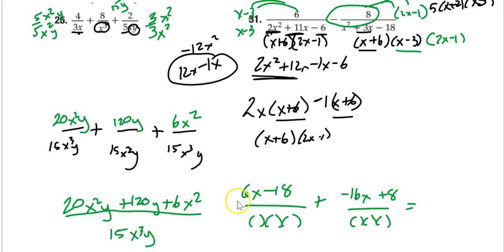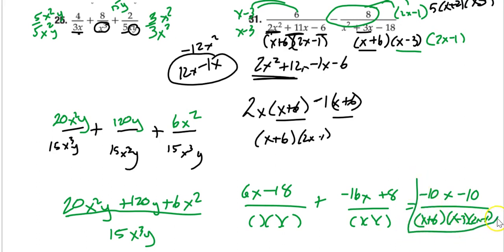Combine like terms: 6x minus 16x is negative 10x. Negative 18 plus 8 is negative 10. So negative 10x minus 10, all over x plus 6, x minus 3, and 2x minus 1. There you go. Common denominator.